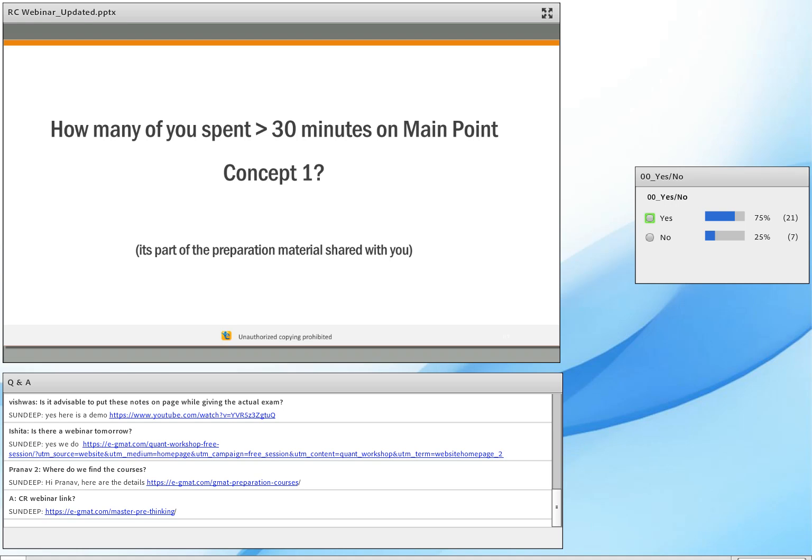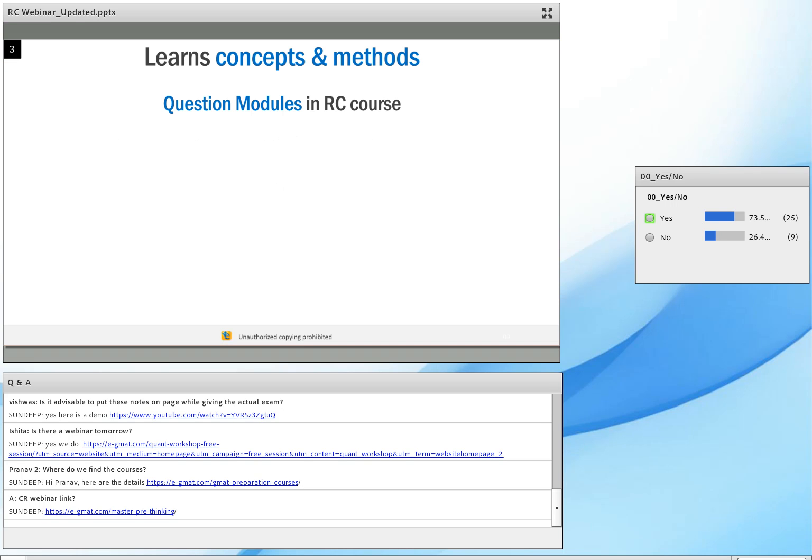More than 30 minutes on the main point concept file one, which is a part of your free trial. If you haven't, do it. You're going to get insights. You're going to be better.